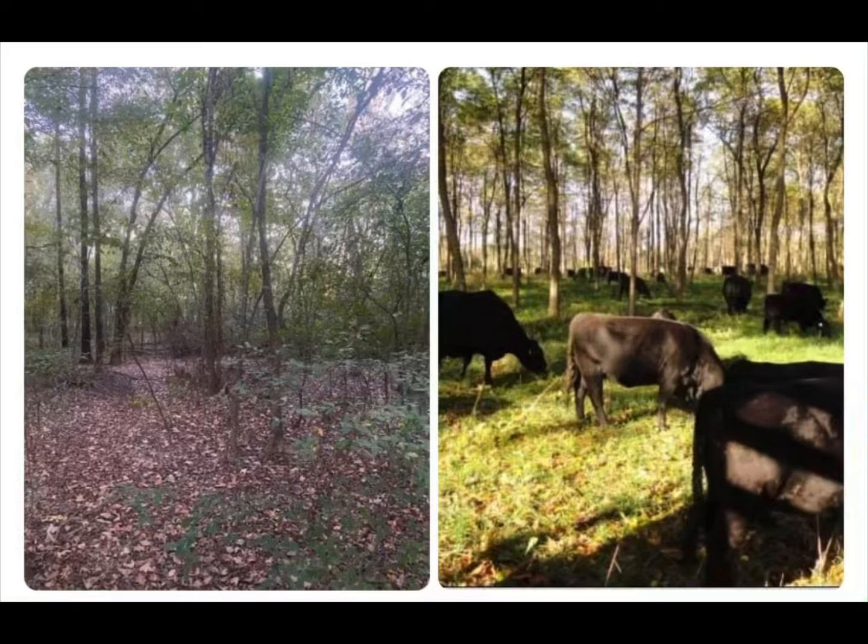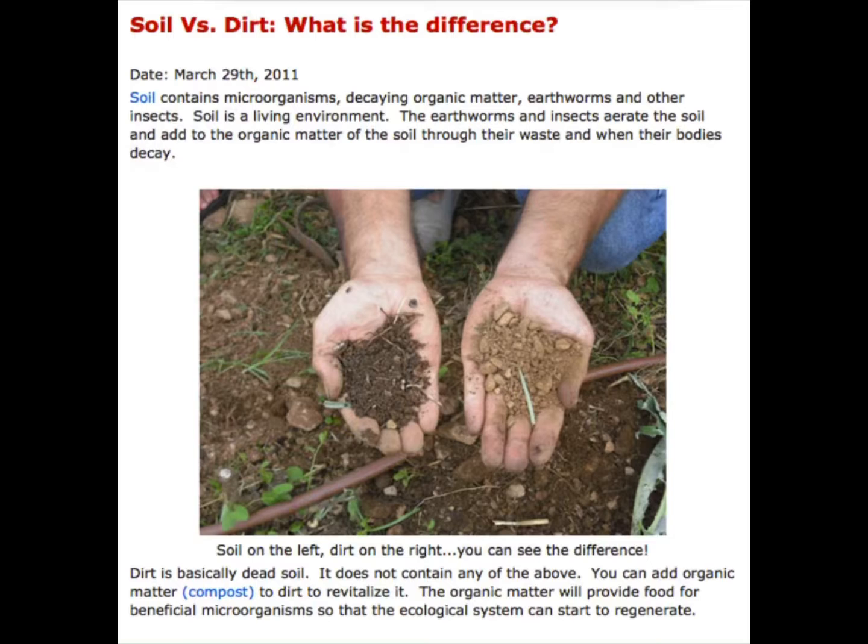But it doesn't start with what's on top of the ground. It really starts with understanding what's inside the ground. There's a difference between dirt and soil. A lot of people think it's pretty much the same thing, but soil contains microorganisms, decaying organic matter, earthworms, and other insects. Dirt doesn't. Dirt does not hold nutrients and water and all the things. That's when I say living soil versus dead soil. Living soil is soil. Dead soil is just dirt.